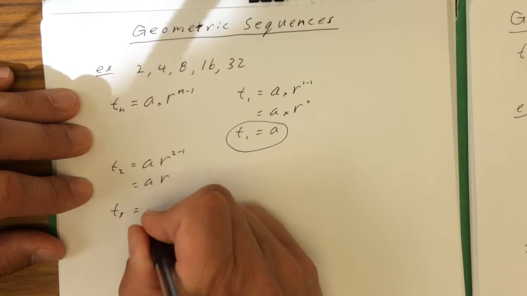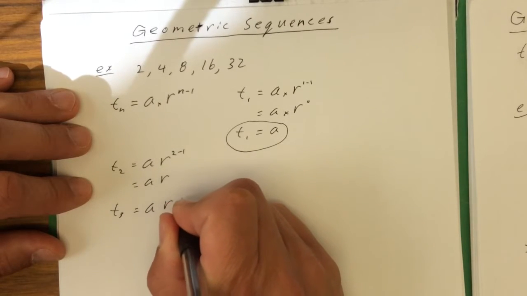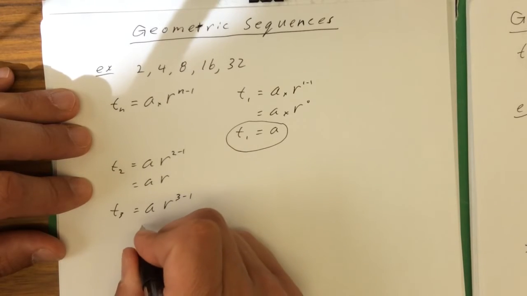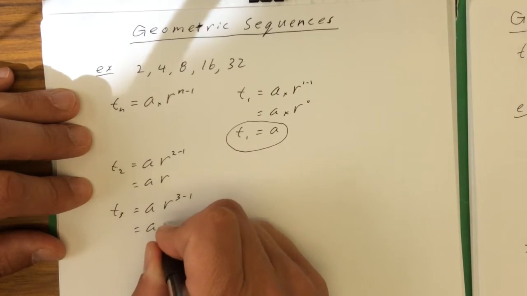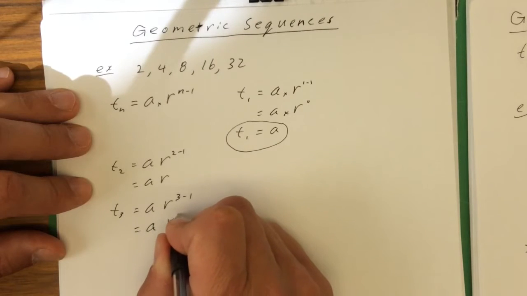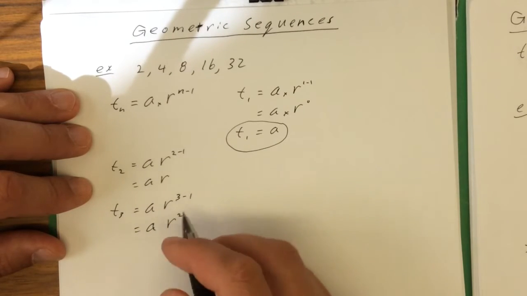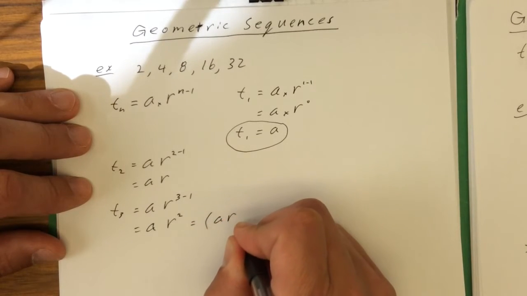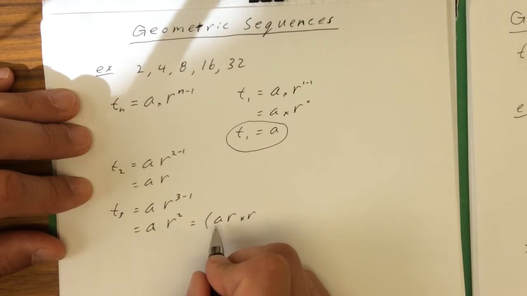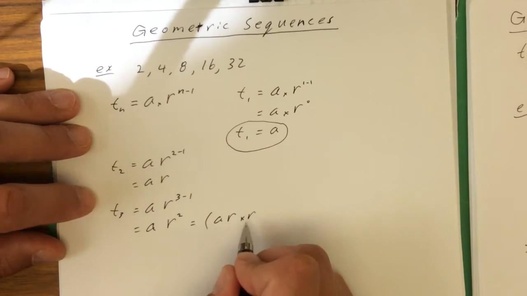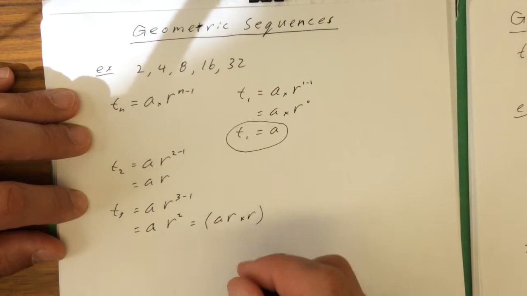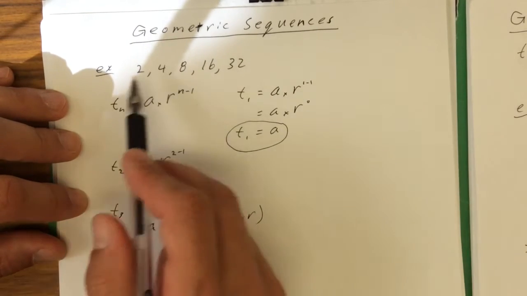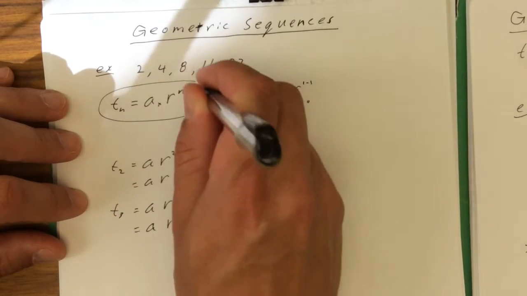T3 equals A times R to the 3 minus 1, which equals A times R squared. And that is just A times R times R. So the previous term, T2, times R to get the next term. Okay, so that's what this sequence is. This is a formula for it. This is for the general term.